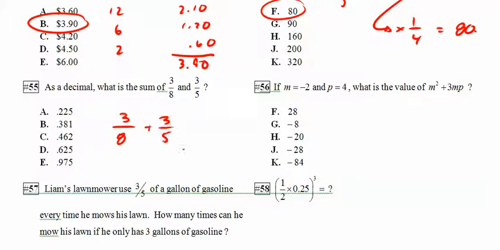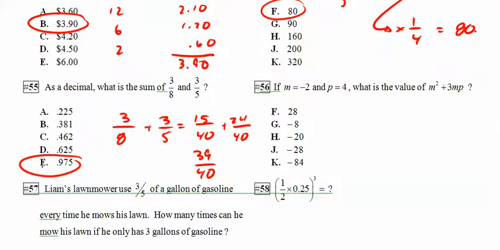I use my calculator for this. I'll do it this way. Get 39/40ths, which is 0.975. I definitely would use my calculator for that.